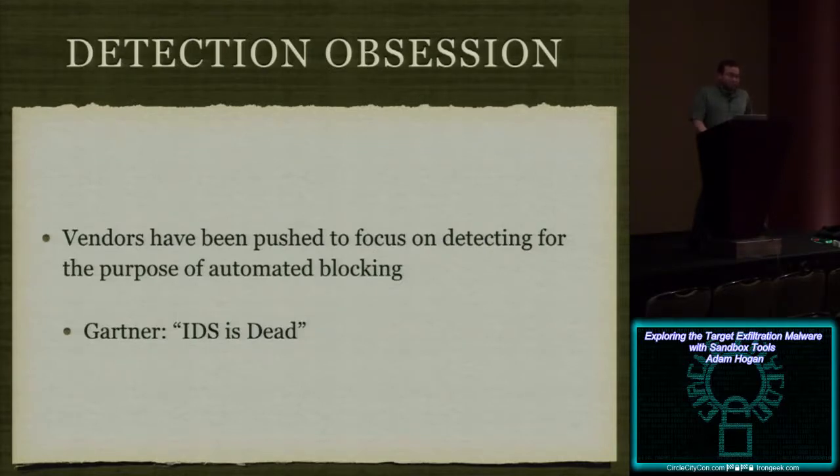So why does this happen? Vendors have been pushed to focus on detection for the purpose of automated blocking. And that last caveat is actually really important, right? The goal is not what vendors are doing. They're not trying to say, okay, what's the best way to detect malware? Instead, it's what's the best way to detect malware quickly, without impacting traffic or production or inconveniencing everyone, in a way that I can utilize automatically, right?